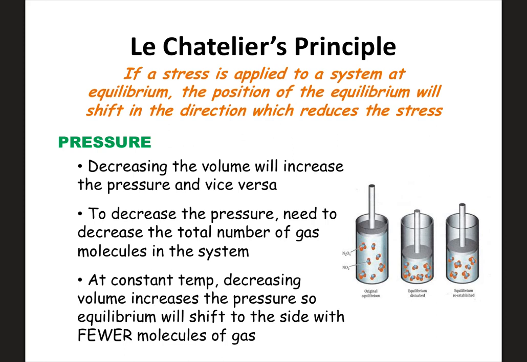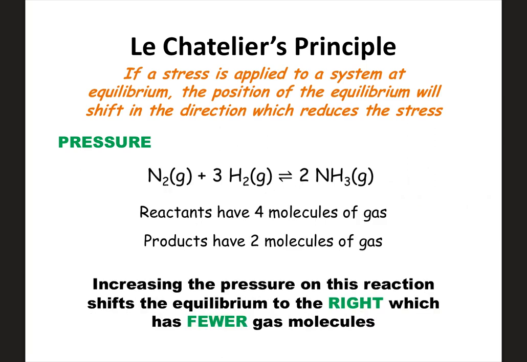You really need to think about this one, okay? Decreasing the volume makes the pressure go up, so the equilibrium is going to shift in a way that decreases the pressure. And the way the pressure decreases is by shifting to the side that has fewer molecules of gas. Be careful here. It's specifically fewer molecules of gas because that would create less pressure. So this definitely requires some thought. Let's look at an example.